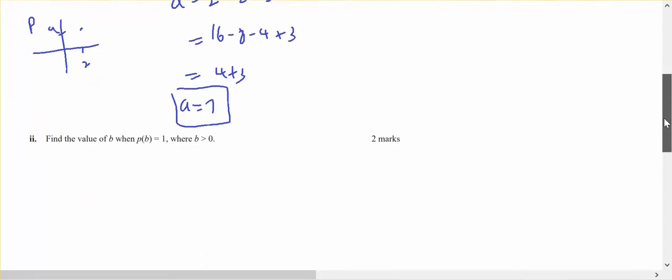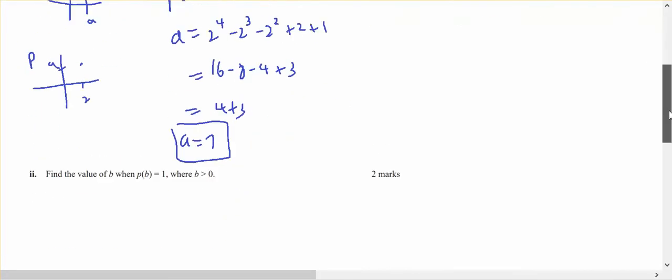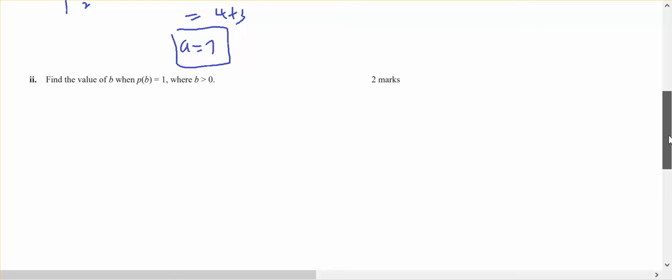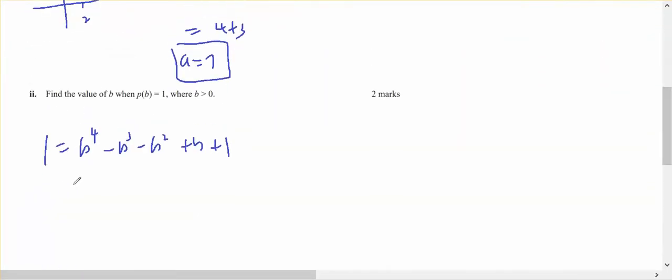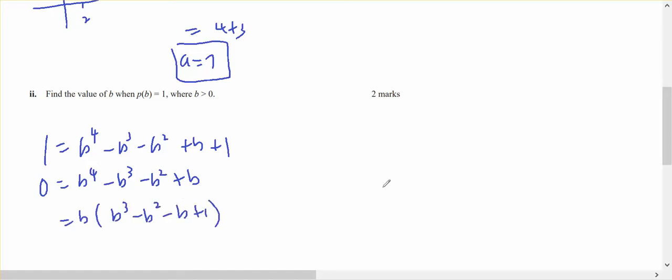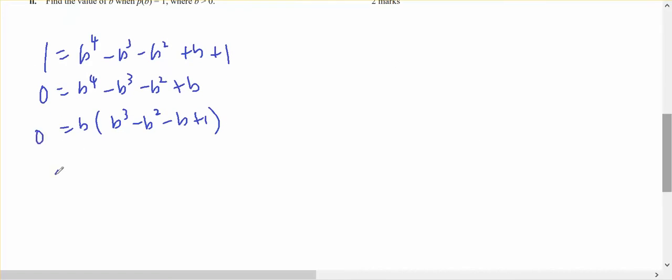Okay. Part b, find the value of b, where f of b equals 1. So 1 equals b to the 4 minus b cubed minus b squared plus b plus 1, correct? So therefore move the 1 over: 0 equals b to the 4 minus b cubed minus b squared plus b, which is b times (b cubed minus b squared minus b plus 1). Well, there's one answer there, b equals 0.